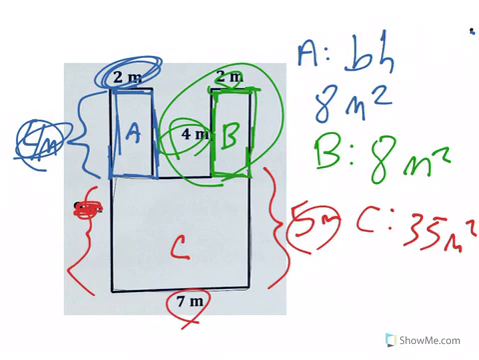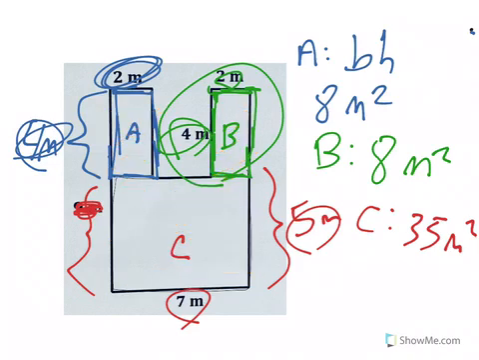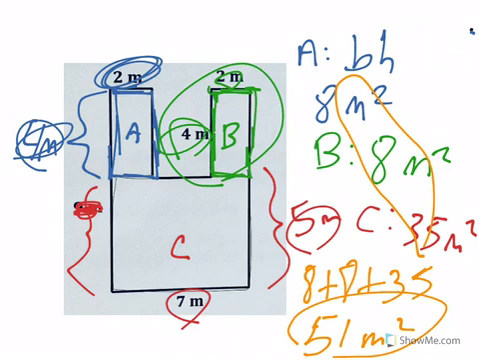Now, the key is when you're all the way done, we're looking for the area of this whole thing. So all the parts together. So we're going to add them up. So we have 8 plus 8 plus 35. 8 plus 8 is 16 plus 35. We're going to end up with 51 meters squared for the area of the entire shape.